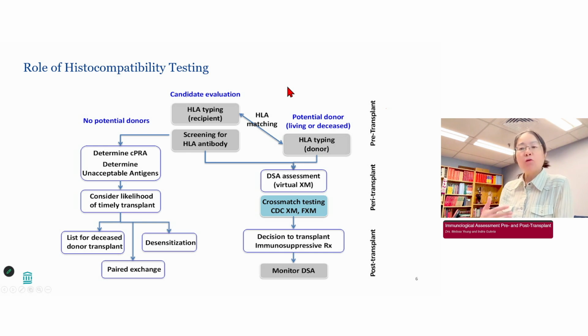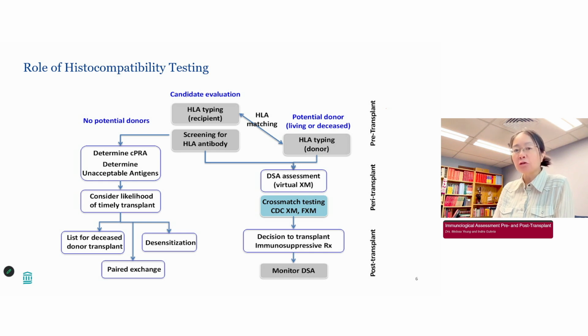So when you think about when in the process of evaluating your patients you're ordering our testing, let's start first here. So you have your candidate, they're coming up for transplant evaluation. And the first thing that the pre-transplant team will do is order HLA typing of the recipient. And they will also order a screen to see whether your patient has developed any HLA antibodies.